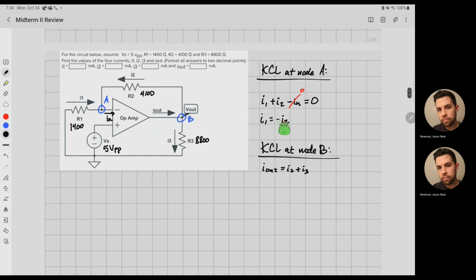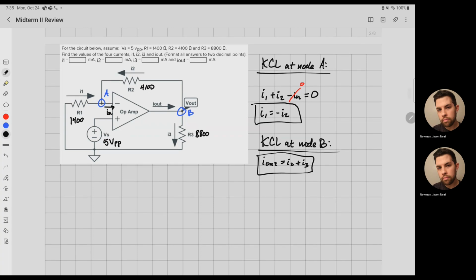So now we have two equations right here to use to solve for the voltages that we want. But how do we solve for those voltages? How do we solve for these currents as well? Because that's really what the problem's asking for, all these currents. But I wanted to show y'all also how to find V out.